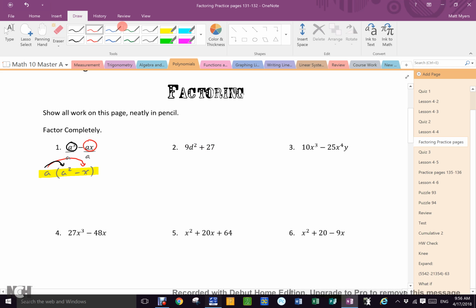What about this one? What's the common factor? 9. Any letters? No. So 9 goes out front. D squared plus 3. Easy peasy lemon squeezy. What about 3?